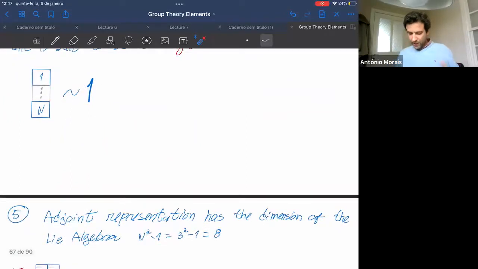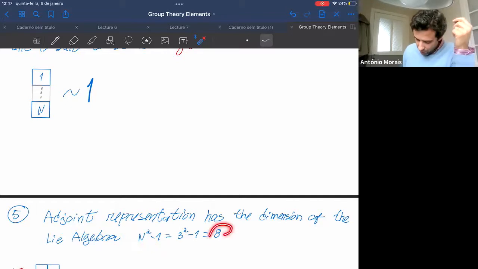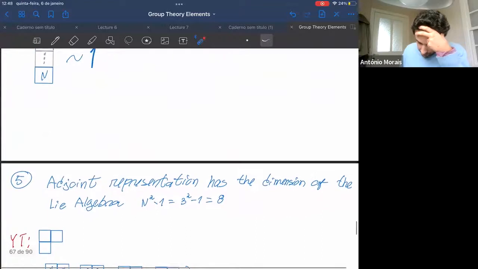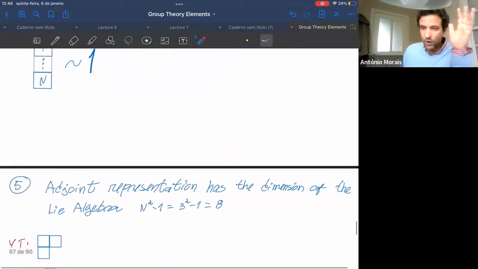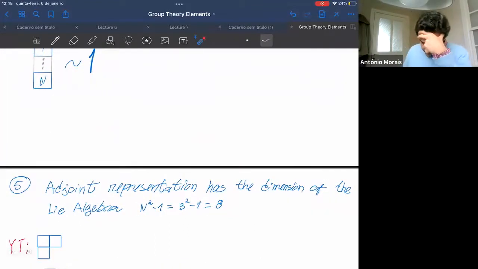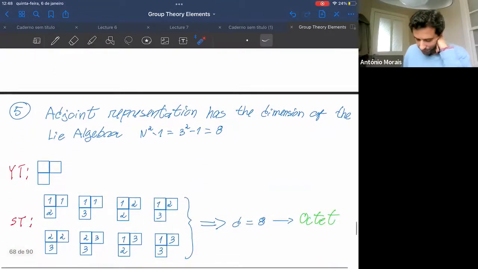What about the adjoint representation? We know from what we learned above on the algebras that the dimension is n squared minus 1, which is equal to 8 for n equal to 3. So let's look into this Young tableau. We'll learn later on why this is the Young tableau, which has 2 symmetric and 2 anti-symmetric indices. And let's build the standard tableaux.